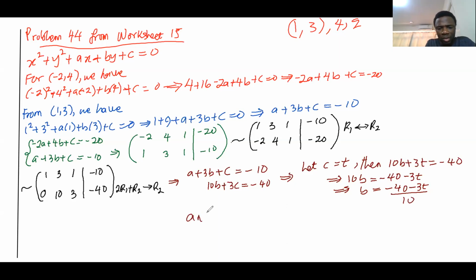And from equation 1, a plus 3b plus c equals -10. If you substitute your b and c, then you should be able to get a.